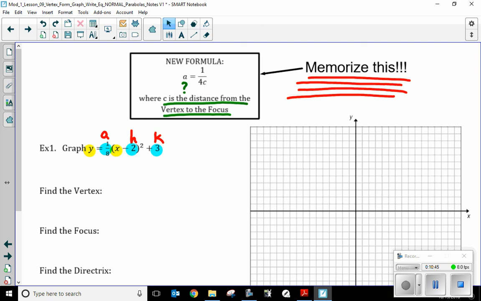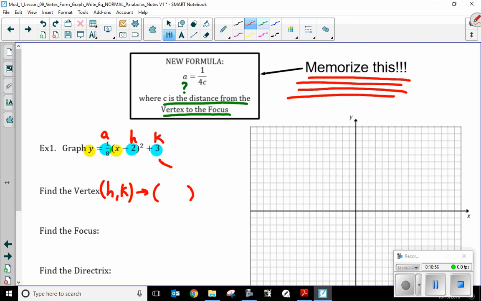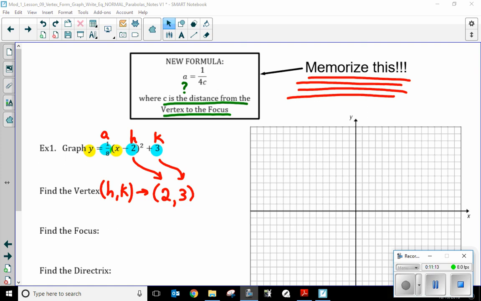So first off, they want us to find the vertex. Easy. Our vertex is H, K. I know the K stays the same. It's 3. But be careful. We need to flip the value of the H. So instead of -2, it's going to be +2. So our vertex is at 2, 3. So let's plot that. 1, 2. 1, 2, 3. Okay, so my coordinate should be right here. 2, 3. That's the vertex.